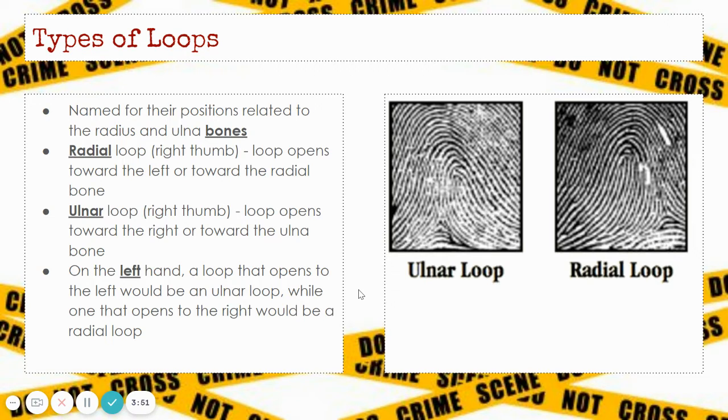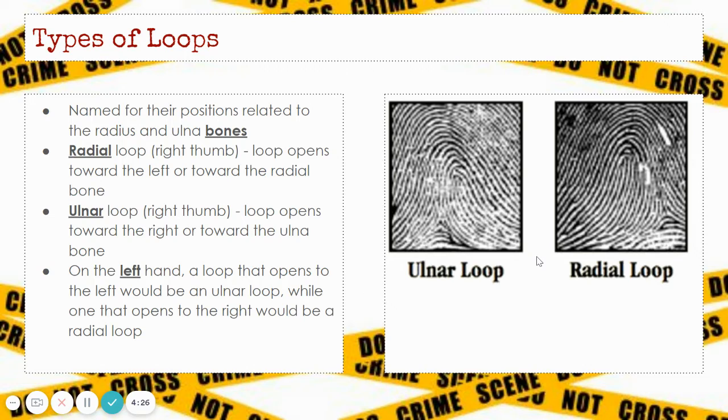There are also types of loops called radial loops and ulnar loops. They're named for the bones that are in your arm. So when we look at the right thumb, a radial loop is going to open and exit towards the left or towards the radial bone. Your radial bone is the inner part of your wrist. So that loop is going to enter and exit towards your radius. Versus an ulnar, which on your right thumb is going to open towards the right and exit towards the right as well, towards the ulna, which is the outer wrist bone.